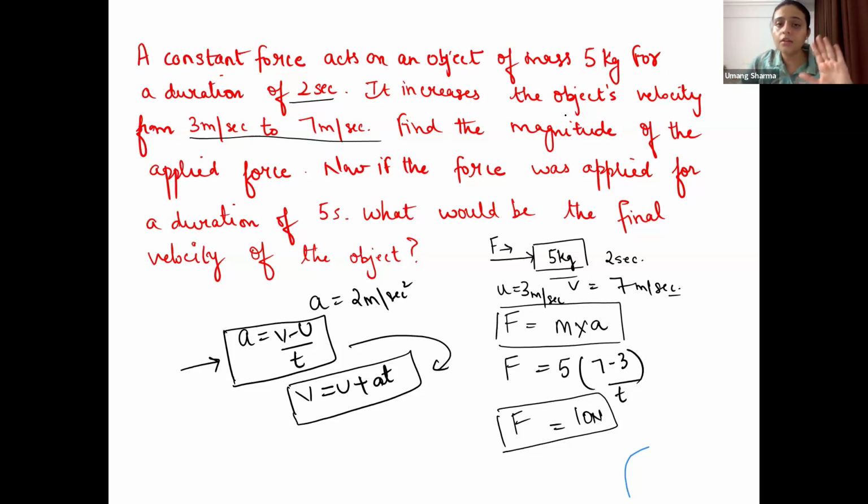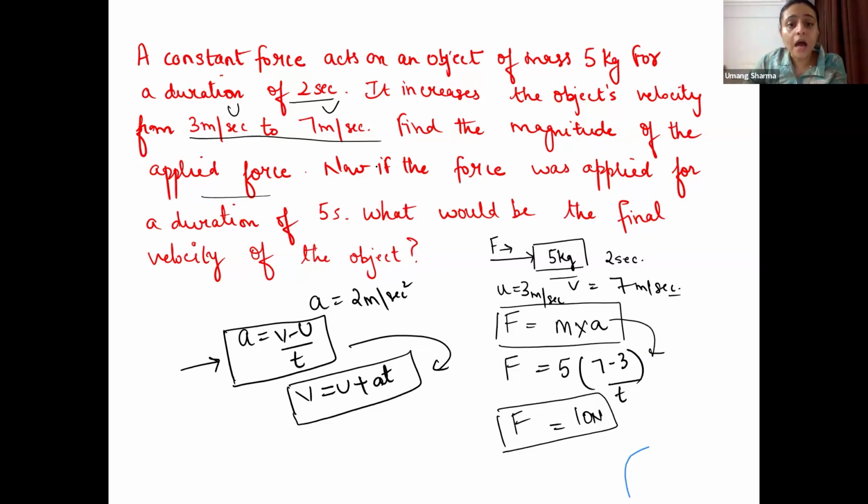So what happened when we exerted the force on this mass? The change in velocity occurred. This is the initial velocity and then it leads to 7 meters per second, which we have taken as the final velocity. Then the question is asking to find the magnitude of the applied force. So you already know that force is equal to mass times acceleration. So we have just opened up this formula as V minus U upon T. You can see here. And then we have calculated the force.